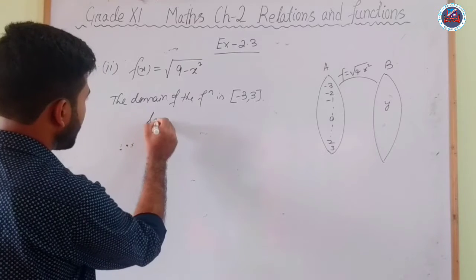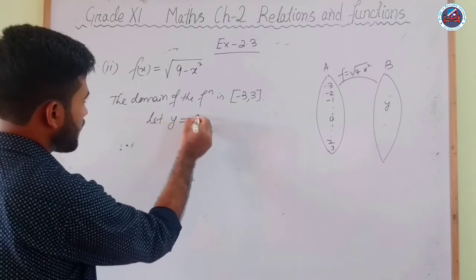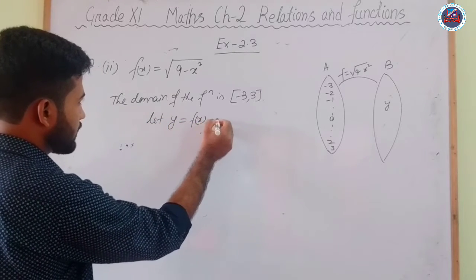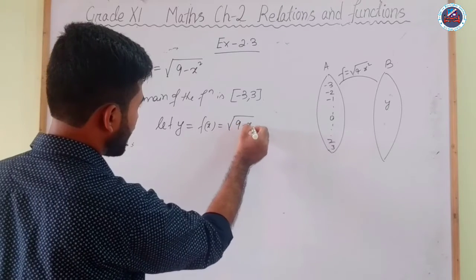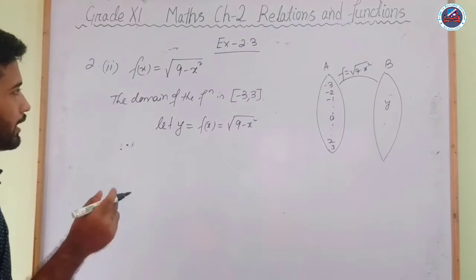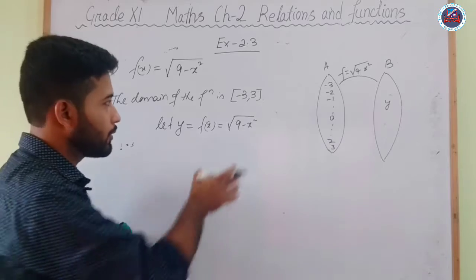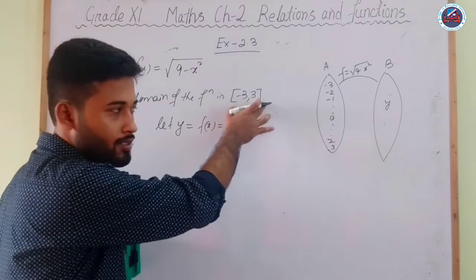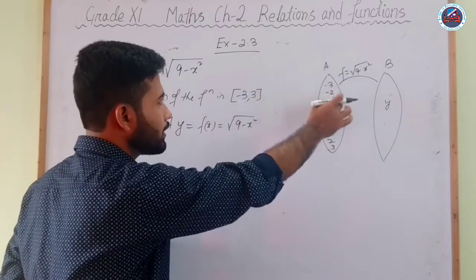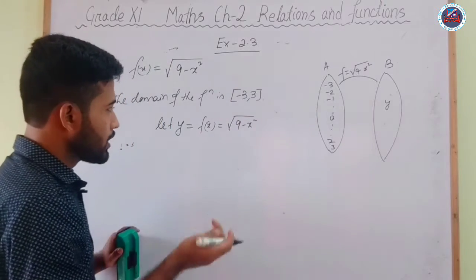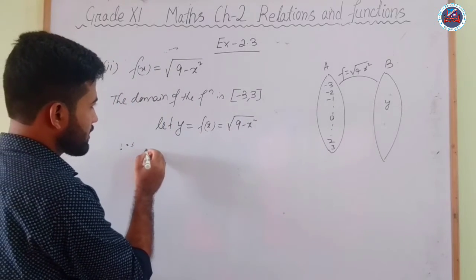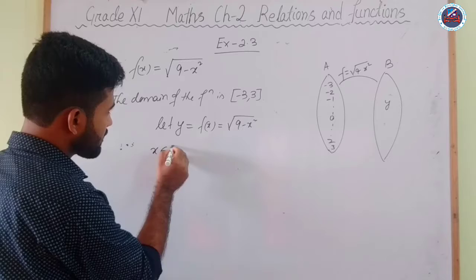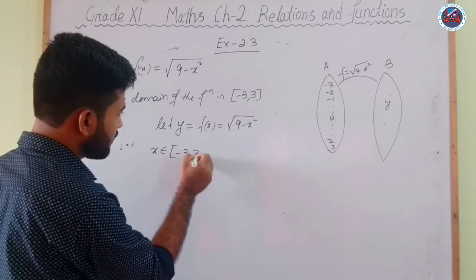Now to find the range, let us take y is equal to f of x, and what is this? It is root over 9 minus x squared. So we have found the domain, our domain was minus 3 to 3, isn't it? That means we have to consider all the values inside this interval. So now for our sake, let us take x belongs to minus 3 to 3.